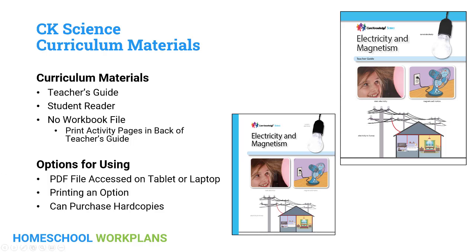Okay, here's a quick tip. If you can, print all the activity pages in the back of all the teacher's guides at the beginning of the school year and either put all those pages in a binder or have them spiral bound at your office supply store. I do this with my own kids, and it makes it so much easier because then I have one binder or a bound set of science activity pages for that child for the whole year.